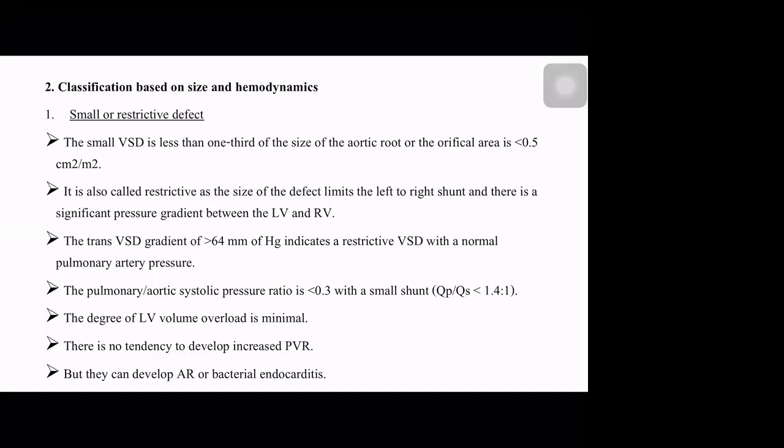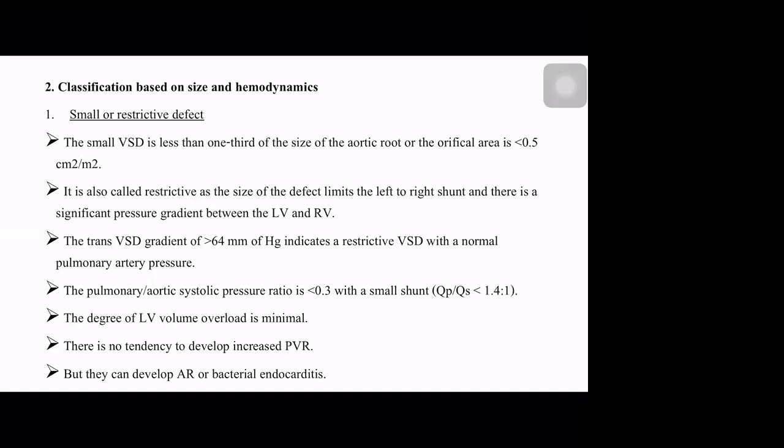Why? As the size of the defect is very small, there will be limited flow from the left ventricle to the right ventricle. So that's why it is called restrictive VSD. As the flow from the left to the right ventricle is limited, there will be excess generation of the pressure difference between the left and the right ventricles. So obviously the trans-VSD gradient between the left ventricle and the right ventricle is more. It is more than 64 millimeters of mercury, quite high. That's why it is also known as restrictive VSD.